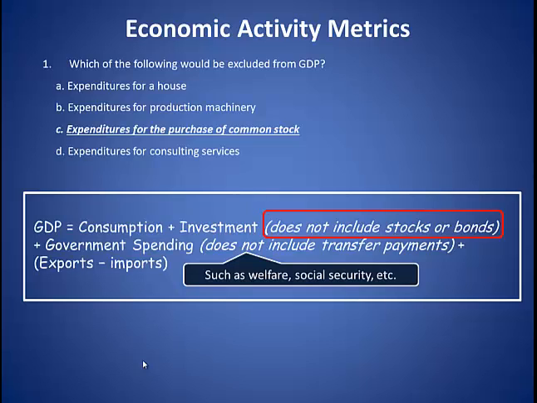And again, the reason certain things aren't included, we don't need to go into that complexity. Saul goes into some of that. But it's basically to eliminate the possibility of double counting.